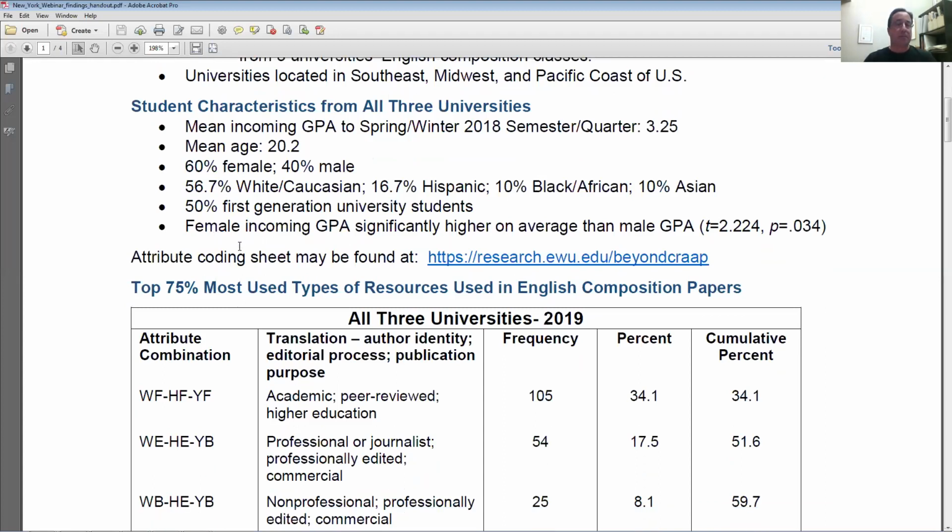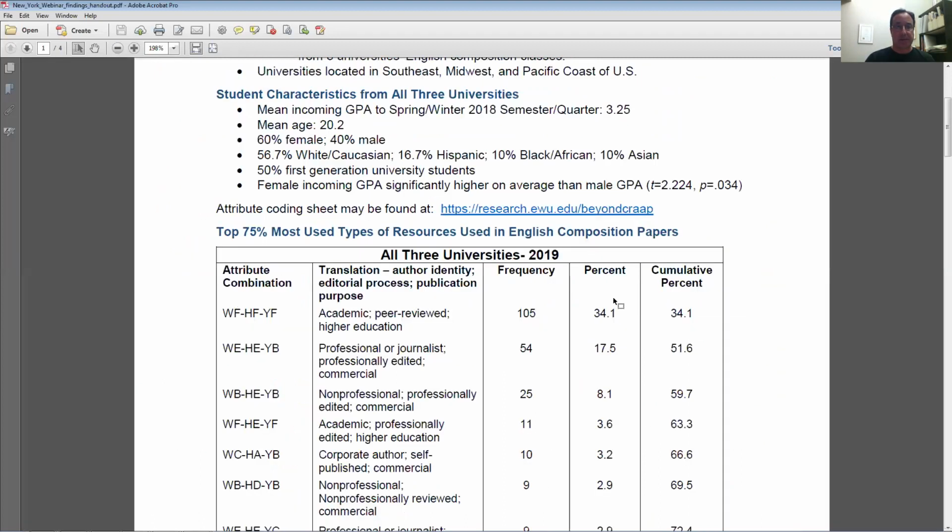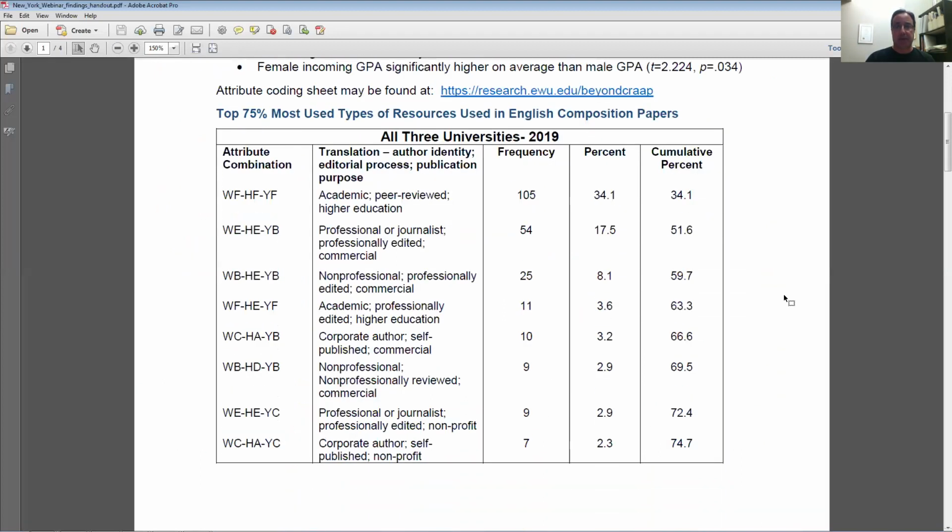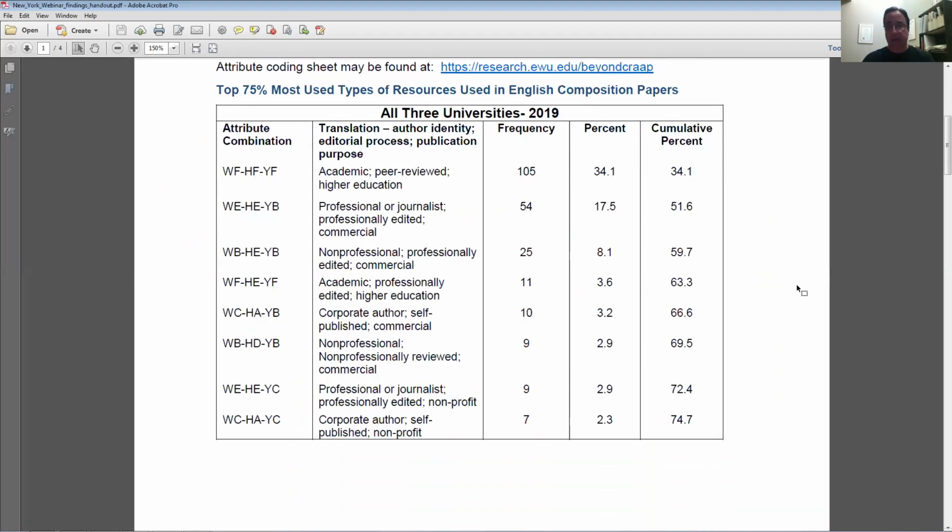There are a variety of different characteristics about the papers and the students from whom we drew these papers. Really, the only thing I want to bring to your attention is that females as a group tended to have a significantly higher GPA than males. I don't know what this means, but it's certainly something to explore further, perhaps in further research. Let me minimize this a little bit so I can get everything on here that I want to talk about. There we go.